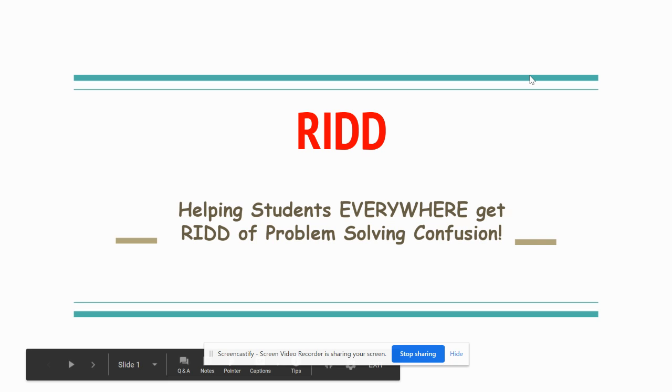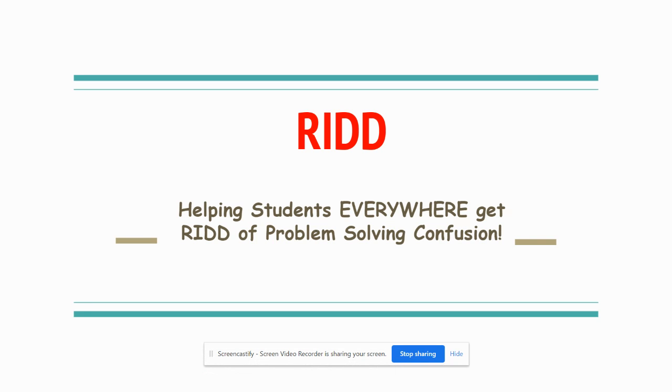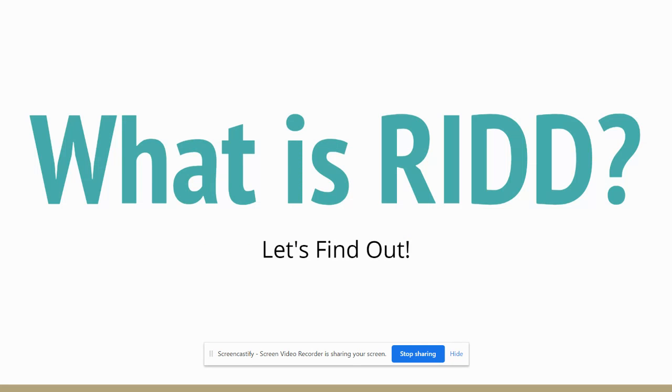So we're going to go ahead and continue doing some word problems. This one is geared more towards second grade, probably the beginning of second grade. We're going to do a word problem that uses RIDD, once again, the research-based problem-solving structure. So what is RIDD?